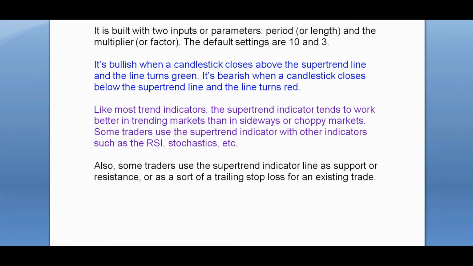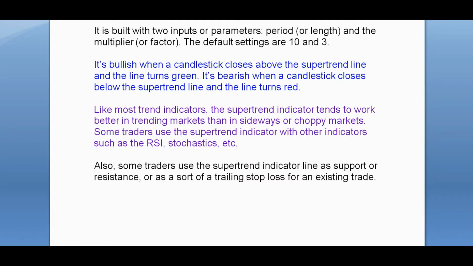And the way it works is very simple. It's bullish, which means you can buy it if you want to, when a candlestick closes above the Supertrend line, and the line itself will turn green. And it's bearish, or possibly a sell signal or short signal if you want to, when a candlestick closes below the Supertrend line and the line will turn red. And that's about as simple as it gets.